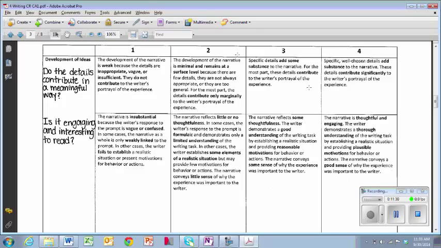If they add some substance and you get an overall feeling, that would be a level 3. And again, in order to get a level 4, the details have to contribute significantly. All the details are both specific and very well chosen, and they really add to the overall experience of the reader.